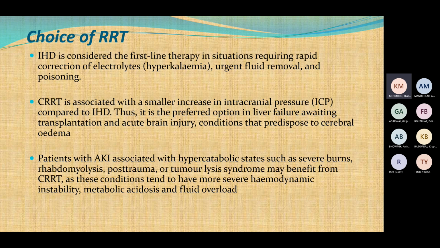It is associated with a smaller increase in intracranial pressure, and it is a preferred option in liver failure awaiting transplantation, and in some brain injury patients, because of course you don't want the intracranial pressure to increase, predisposing to cerebral edema. Patients with AKI associated with hypercatabolic states, such as burn, rhabdomyolysis or tumor lysis syndrome, may benefit from CVV-HDF, as these conditions cause more hemodynamic instability, metabolic acidosis, and fluid overload.